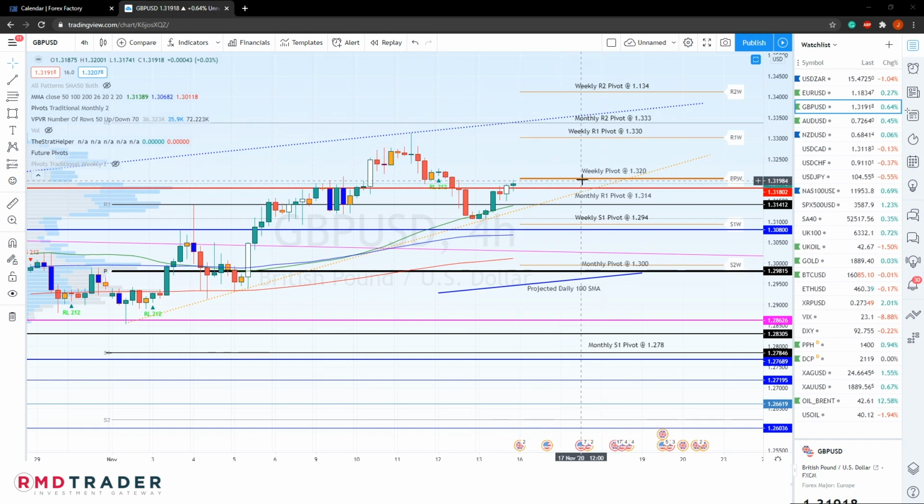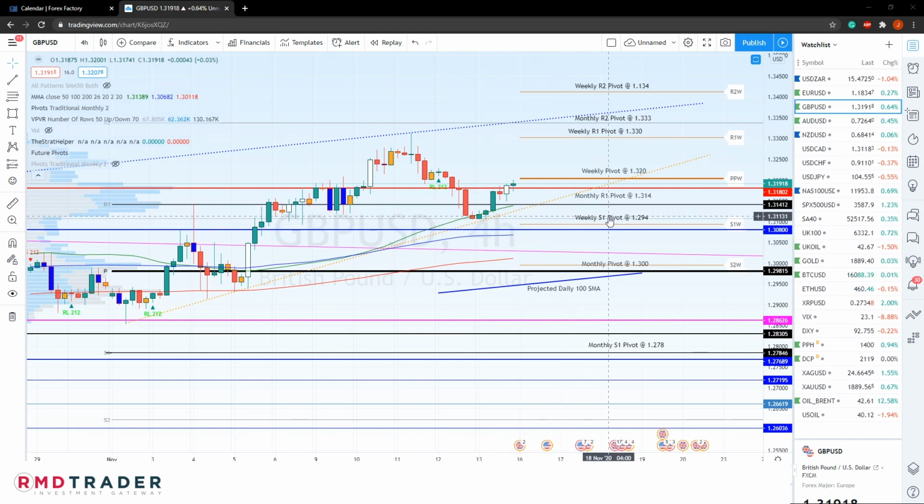If at any stage price breaks below this lower diagonal, and especially the weekly pivot, the bearish targets would include this area of about 1.294, which is the weekly S1 pivot, and also possibly where we would meet up with the 4-hour 100 SMA.